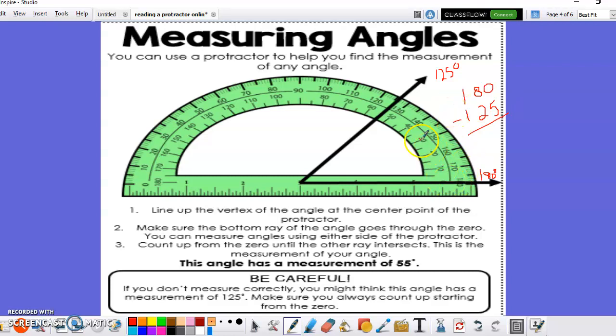But it's just easier to start at the 0 when you're going there, and you can count your way up. I could count by 5s here. In between, these are 5s.